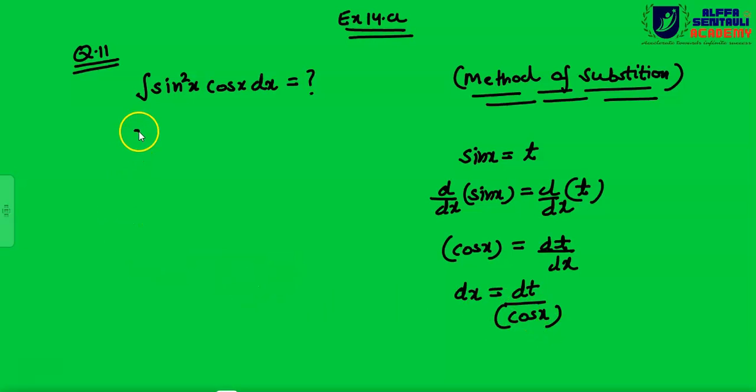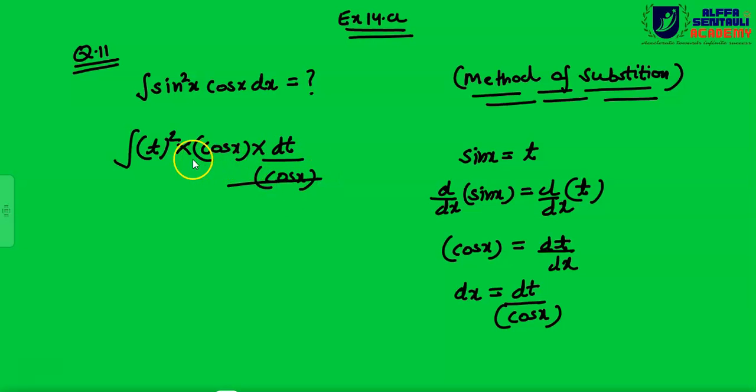Got it? Now coming to the question, in place of sin x, I can replace sin x by t, so this will become t square. This cos x will be written as it is, and we'll put the value of dx, which is nothing but dt upon cos x. So now beta, the common cos x terms will get cancelled out, and we are left with the integration of t square dt, right?